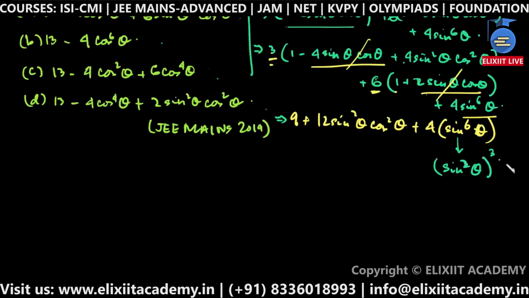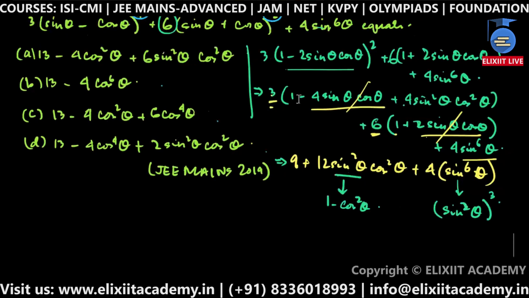Why am I writing this? Because this sine square theta, you can further break into 1 minus cos square theta, and here also you have sine square theta, which we can break into 1 minus cos square theta. Why am I doing this? Because in this case, first we start omitting the options, because you can see that there are 2 options. I'll go with this option first.